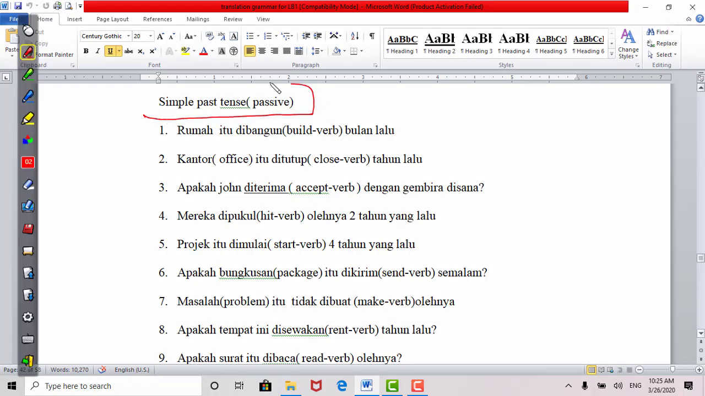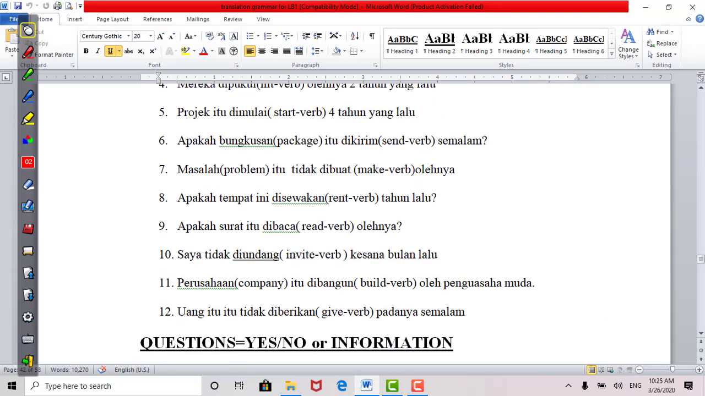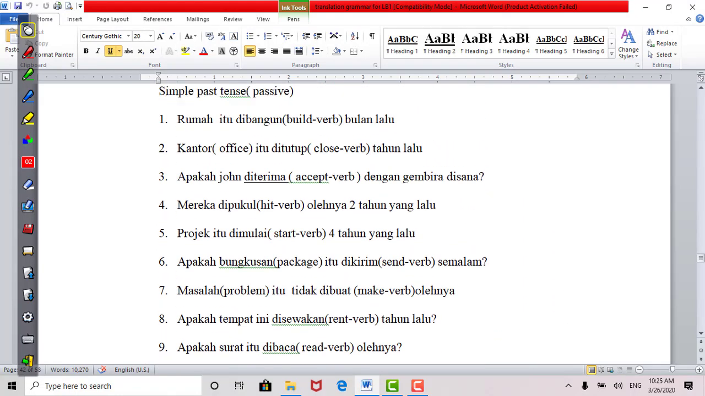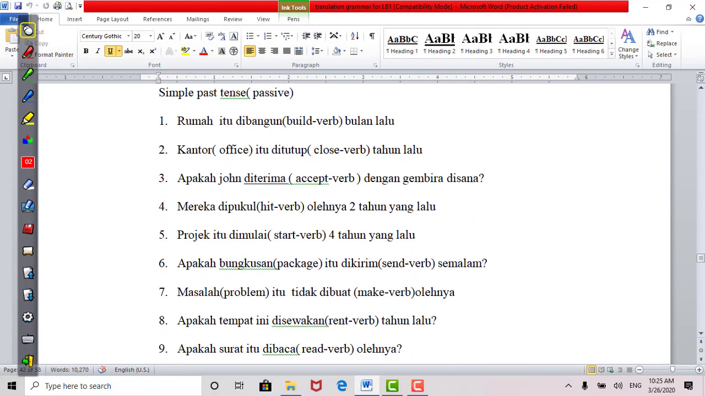Simple past tense. We make simple past tense, but in the passive sentence. This is the exercise. There are 12 questions, and you have to change them into passive. For example, number one, I help you with number one.